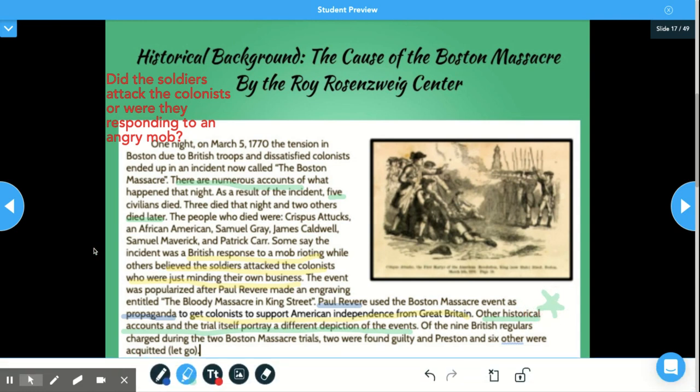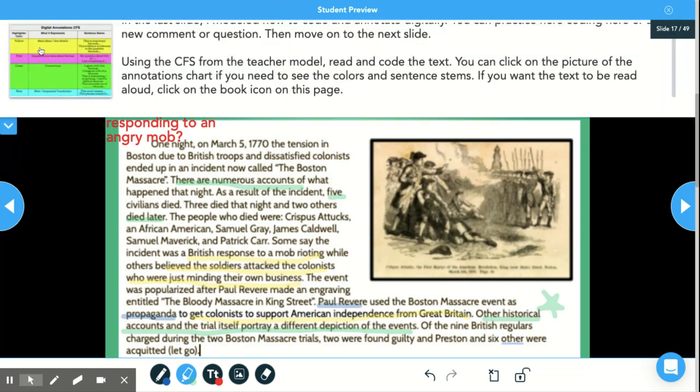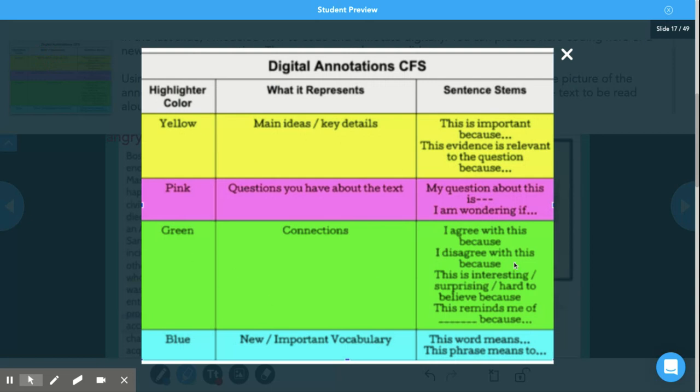Great. So now I've modeled how to digitally annotate and code as you read. You will do this for 2 different portrayals of this event, the British perspective and the colonist perspective. You can always refer back to the slide and the digital annotations chart so you understand. Make sure you write one question or sentence using the sentence stems and that you highlight according to these colors. Main ideas, yellow. Questions, pink. Any connections or things you find interesting or surprising, green. And then highlight new vocabulary, blue.